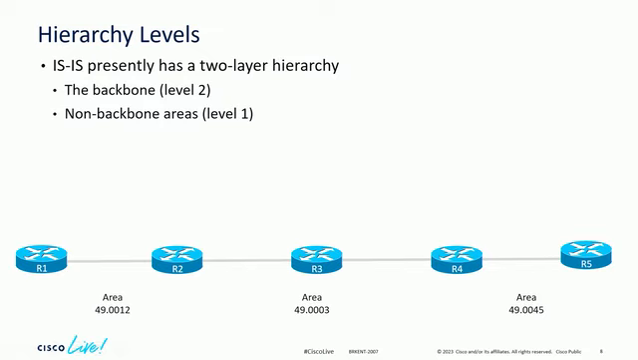So the non-backbone is gonna be a level 1 area. I've got a topology here, and you can see I've got some areas like 49.0.0.12, 49.0.3, and 49.0.45. So let me put some wrappers around this.